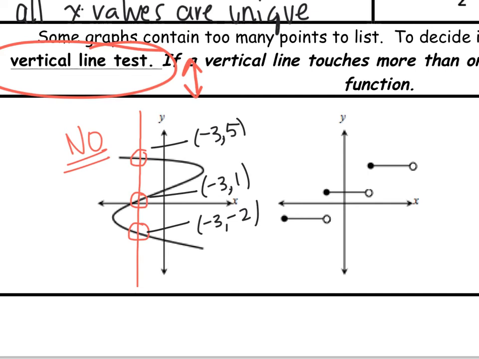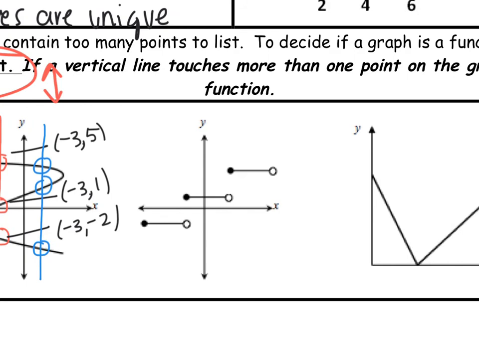And that vertical line can go anywhere. We could have the vertical line here. It hits the graph at these 3 points, which also means it's not a function. So let's take a look at the second example. This one is kind of tricky. If I draw my vertical line here, it only hits the graph once, so that means yes, it is a function.